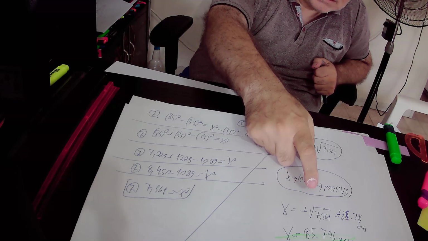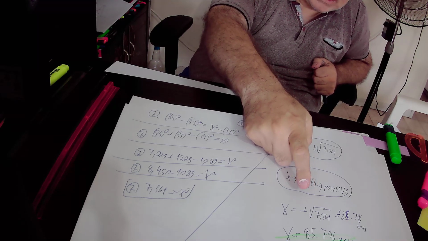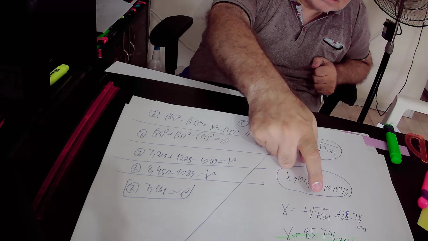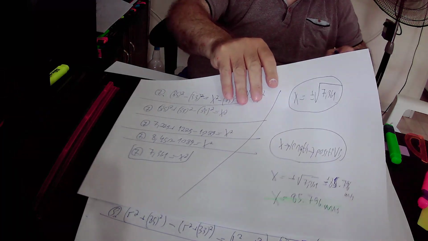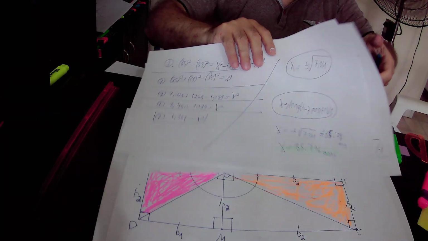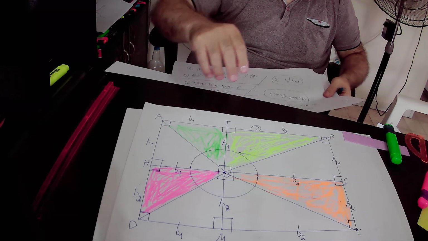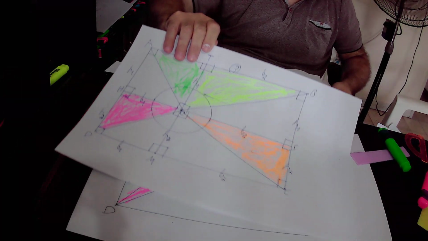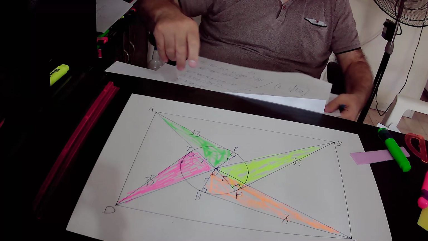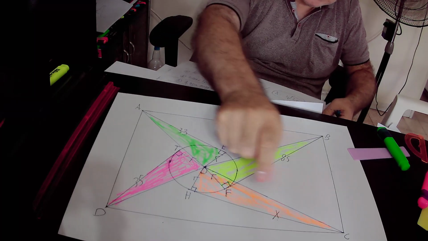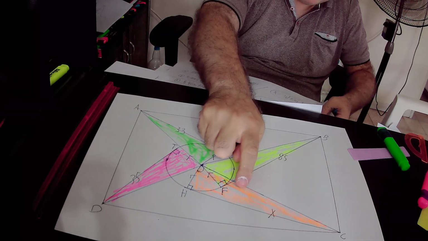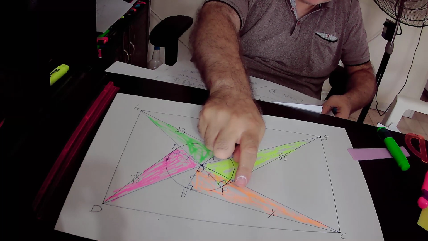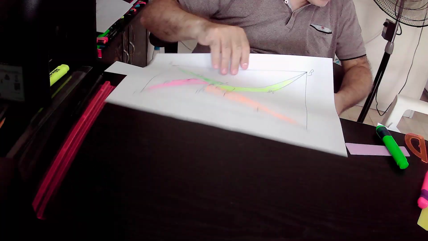That is to say, x equals 85.796 units. I repeat again. The length of this line segment x equals 85.796 units. So we finished with the first question.